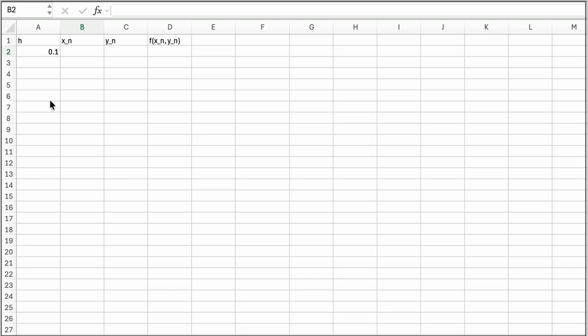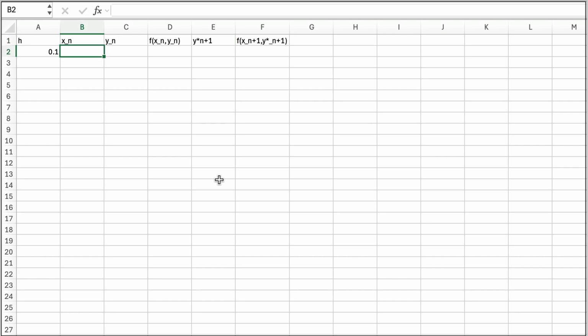I'm setting up our Excel spreadsheet here. I have our step size of 0.1, x sub n, y sub n, and f of x sub n, y sub n for Euler's method. For our improved Euler's method, we additionally need y sub n plus 1 star and f of x sub n plus 1 comma y star sub n plus 1.